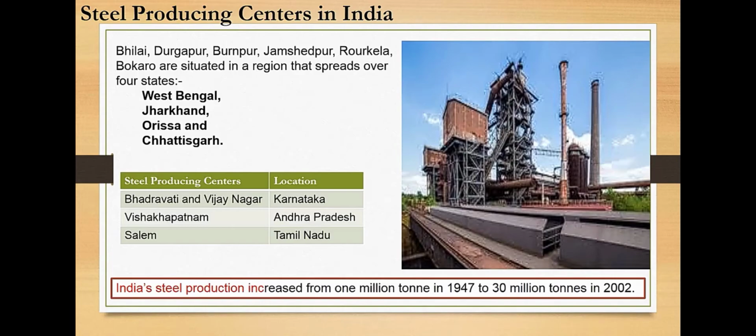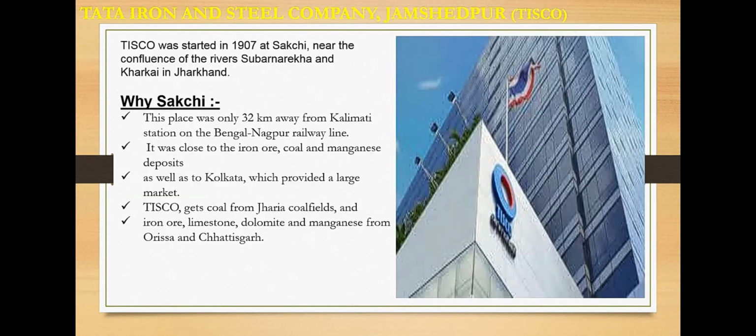And steel is produced in many places in India like Bhilai, Durgapur, Burnpur, Jamshedpur, many places. And in Karnataka, Vijayanagar; in Andhra Pradesh, Visakhapatnam; and in Tamil Nadu it is famous in Salem. Actually, India's steel production increased after independence in 1947. We Indians were producing 1 million tons of steel, but in 2002 we were producing 30 million tons. You can check how many millions it has extended to in 2020. And TISCO: if you are studying about iron and steel companies, wherever it is, you will study about TISCO.